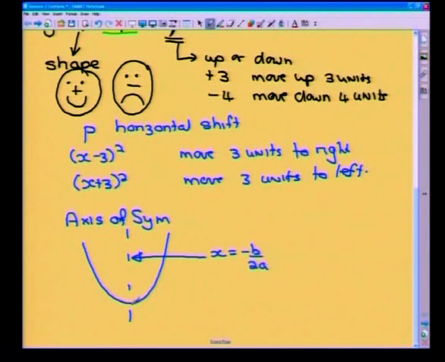We also have a turning point, which is calculated by taking this value we get and substituting it back into the original equation to find the y that goes with it.